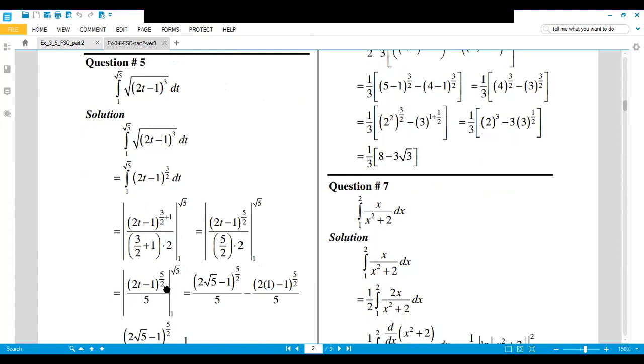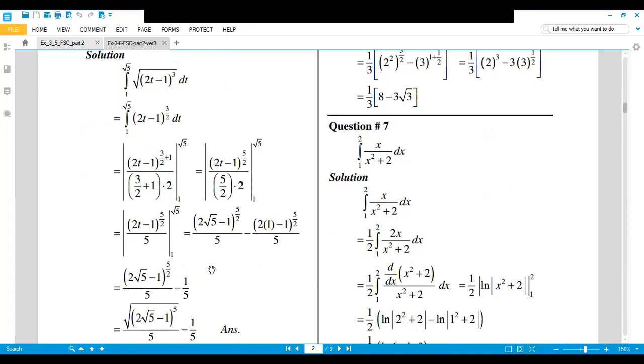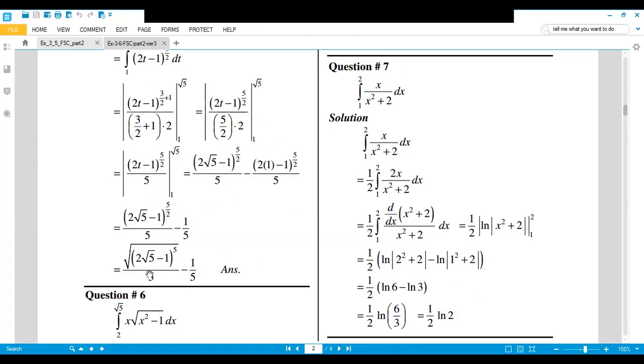So in place of t we put under root 5, and again minus sign, and then in place of t we put 1, the lower limit. So 2 under root 2 minus 1 power 5 over 2 over 5, and here 2 ones are 2, 2 minus 1 is 1, so 1 power 5 over 2 is 1, so 1 over 5. Now this is the required answer.